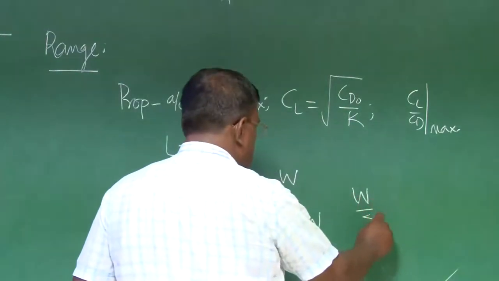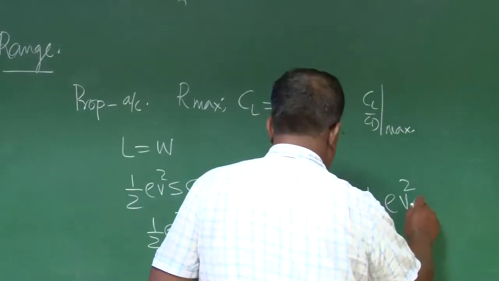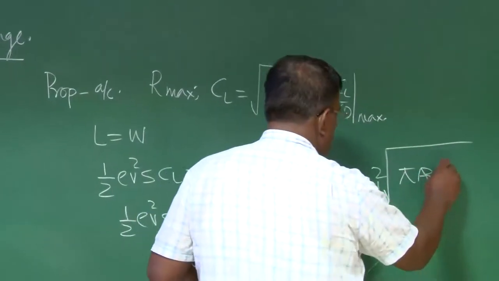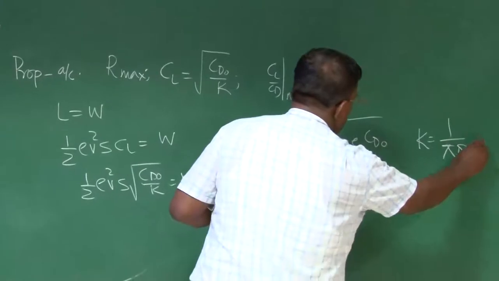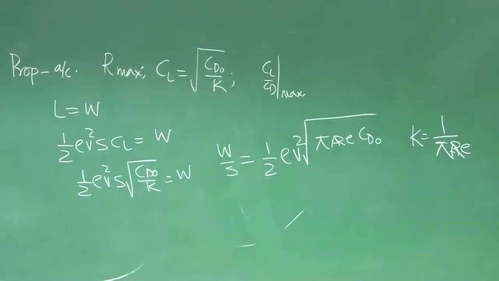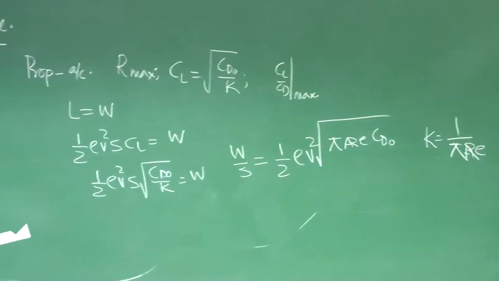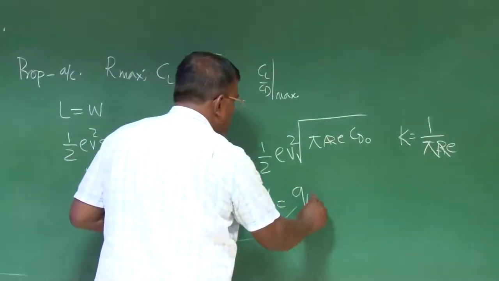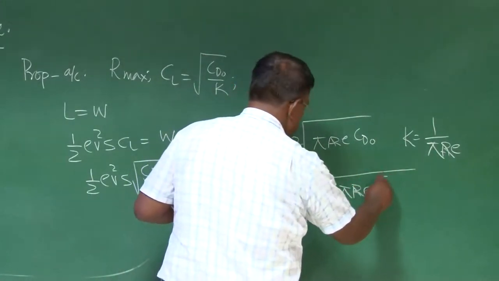So W by S equal to half rho V square times square root of pi aspect ratio E CD naught. Because we know K equal to 1 by pi aspect ratio E. We're talking about low subsonic speeds. And these are the estimates I'm trying to find for my conceptual design, right? So that tells me W by S equal to Q times root of pi aspect ratio E CD naught.